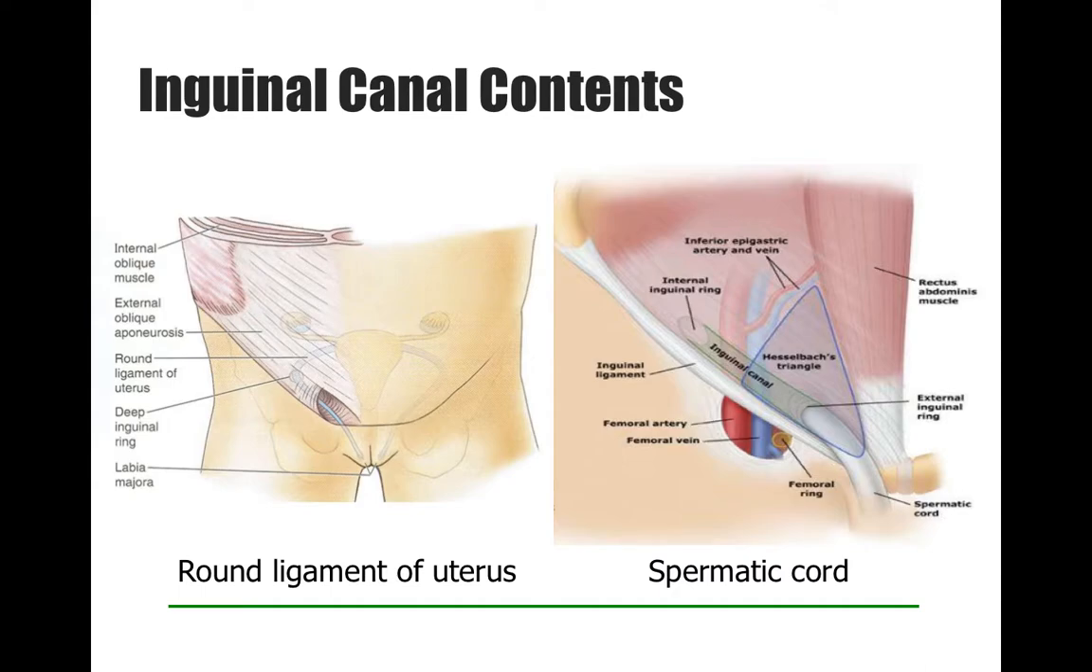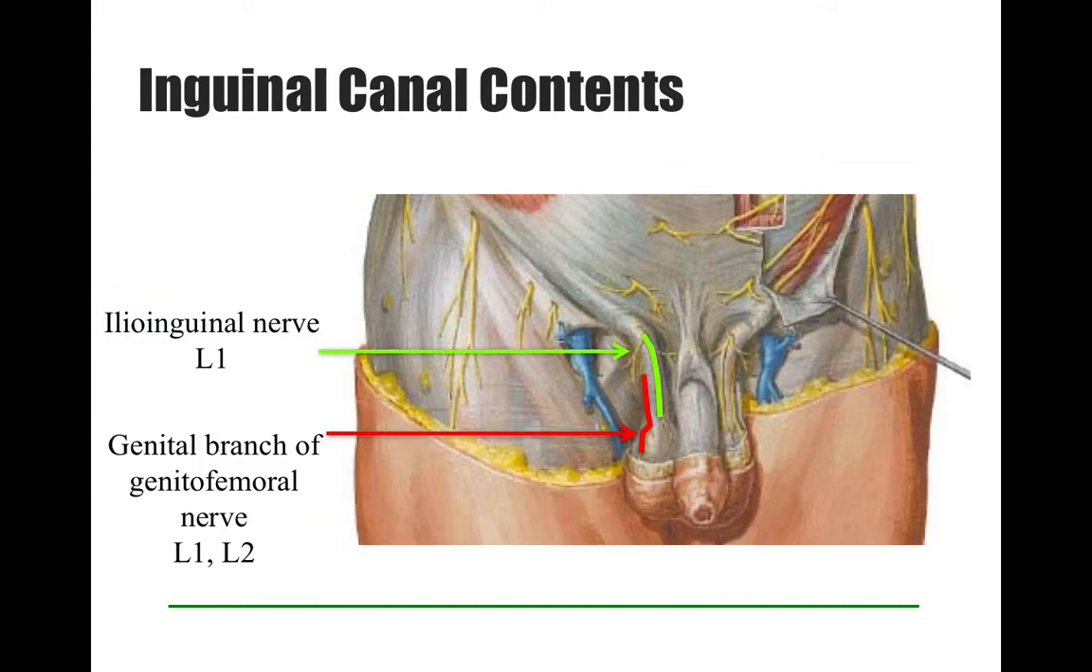So here you can see the contents of the inguinal canal in the male and the female. Basically, what we see here, we've got that ligament right here, the round ligament, and then in the male we have our spermatic cord. Now we also have some nerves, which we'll talk about right here. Ilioinguinal nerve, which is going to give you some sensory information to the genital region down here. And then also the genital branch of the genitofemoral nerve, branching from the L1, L2 spinal levels. And that's also going to relay sensory information.